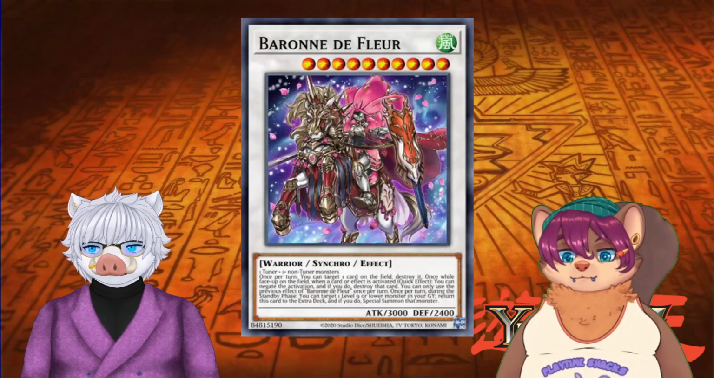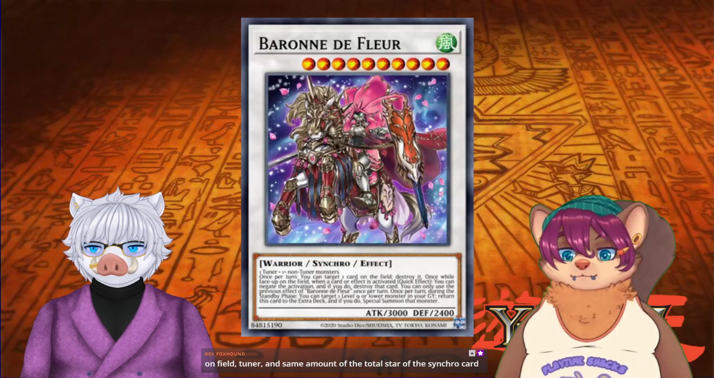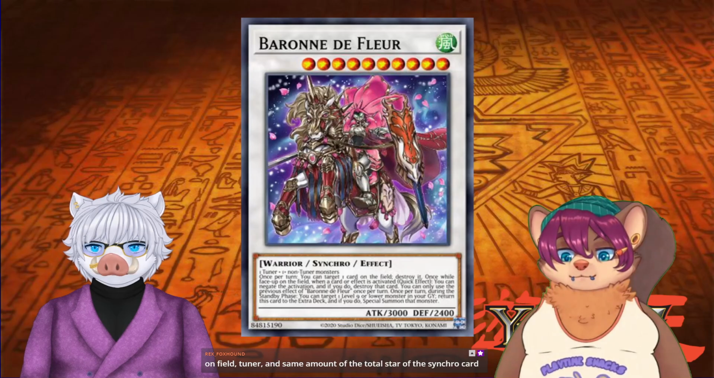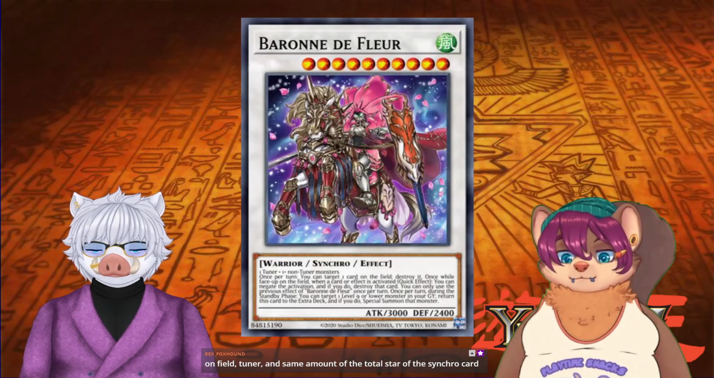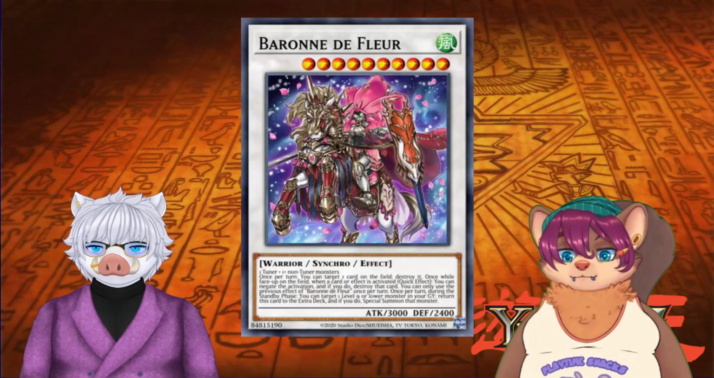Once per turn, you can target one card on the field, destroy it. Once while face up on the field, when a card or effect is activated, quick effect, you can negate the activation, and if you do, destroy that card. You can only use the previous effect of Baron de Fleur once per turn. Once per turn during the standby phase, you can target one level 9 or lower monster in your graveyard, return this card to the extra deck, and if you do, special summon the monster.